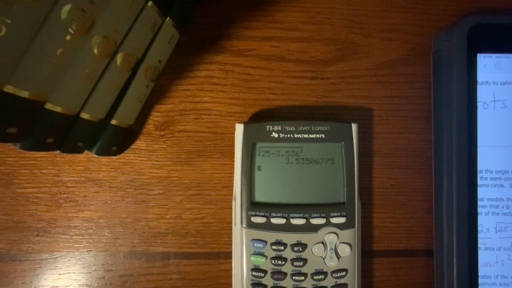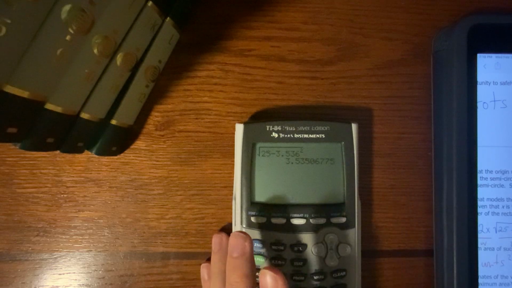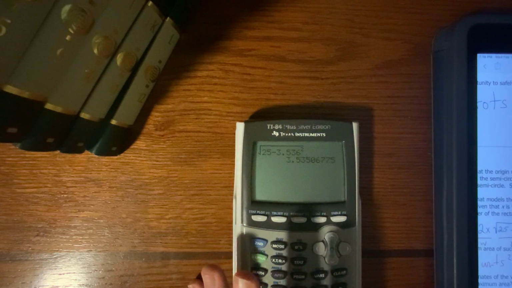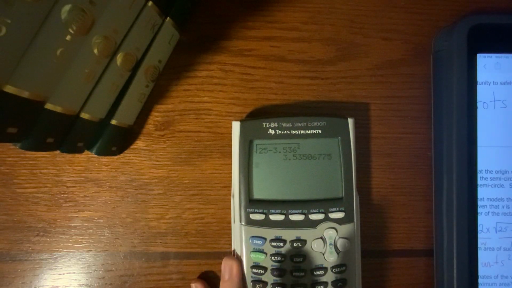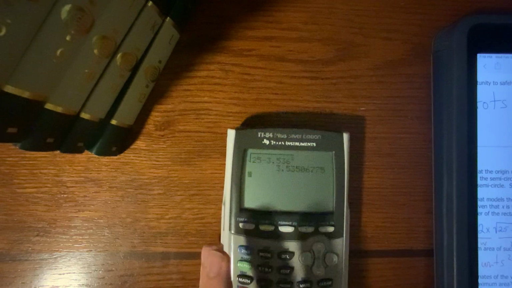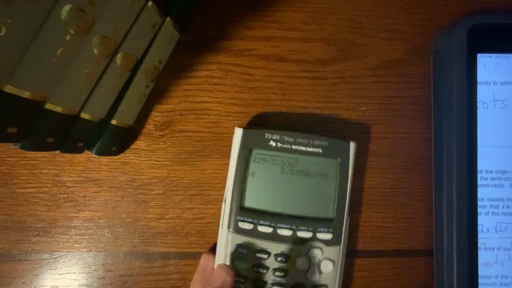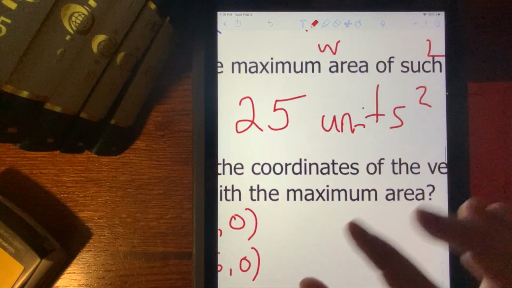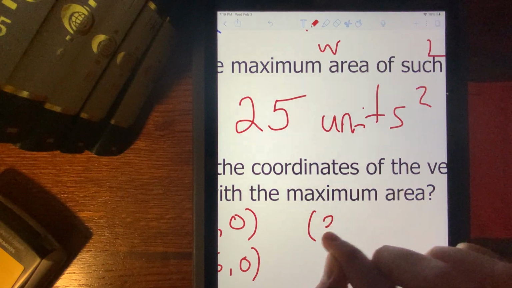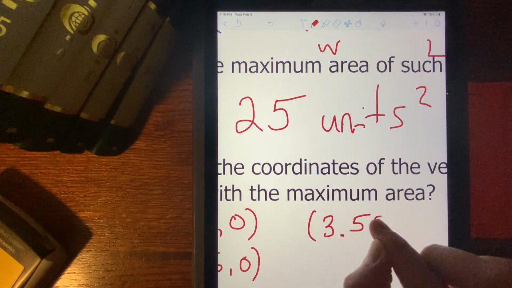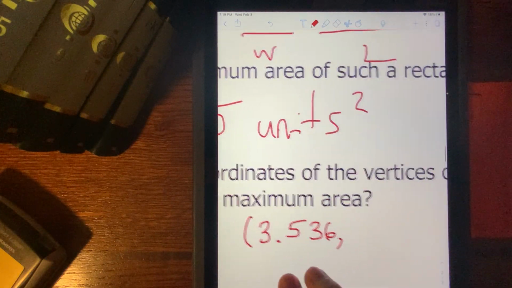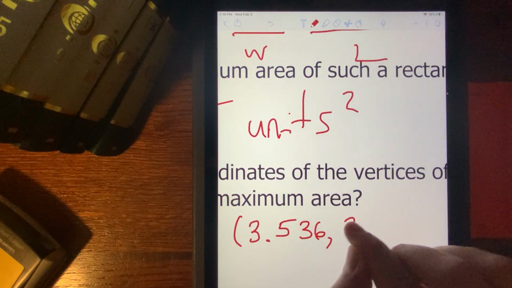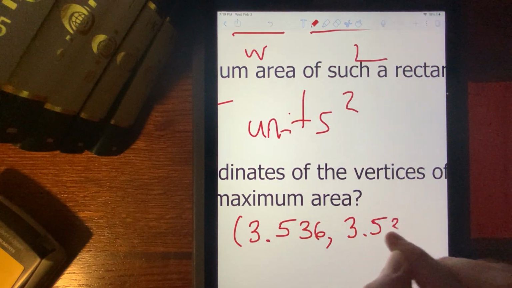So it's kind of a square. Or no, it wouldn't be a square. It'd be a rectangle where the length is double the width. But let's keep that in mind, 3.535. So we have a coordinate at 3.536 on the x, and then comma, the thing we just calculated, 3.535.